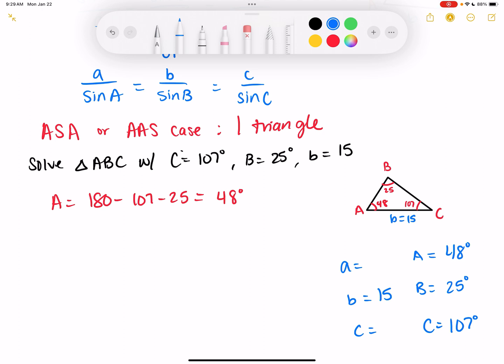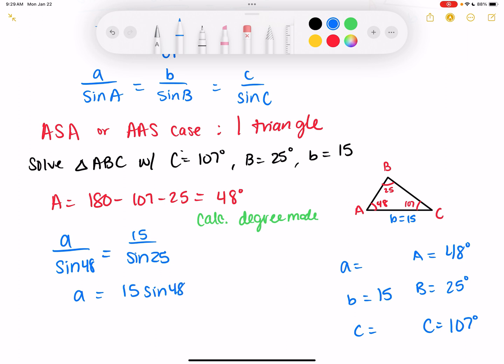So I'm going to have A over the sine of 48 is equal to 15 over the sine of 25. And just something to note, your calculator will need to be in degree mode for these problems. So for 13.5 and 13.6, you will need degree mode for all of that. So I multiply by the sine of 48. So A is equal to 15 sine of 48 over the sine of 25.